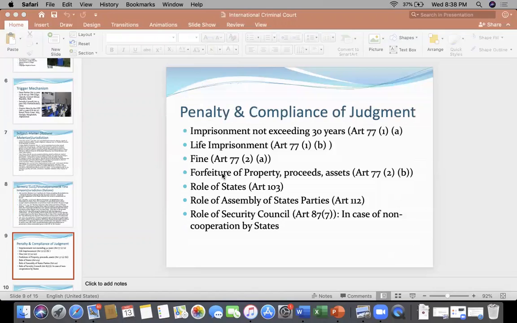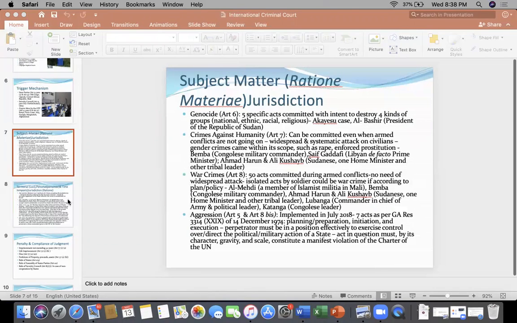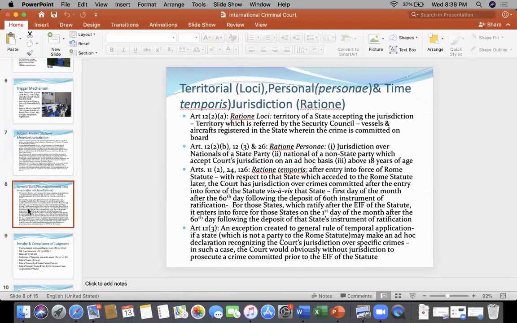Now I will move on to the last jurisdiction head, which is ratione temporis, time jurisdiction. In time jurisdiction, you must be very clear that since 2002, because the Rome Statute entered into force in 2002, any crime which may come under the jurisdiction of the International Criminal Court, such as genocide, crimes against humanity, war crimes, if they were committed before 2002, then those crimes would never come under the jurisdiction of ICC.